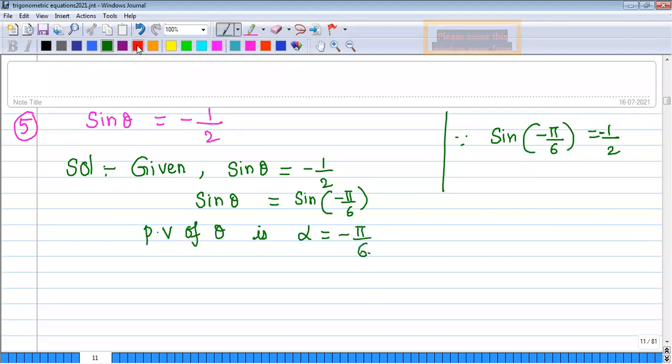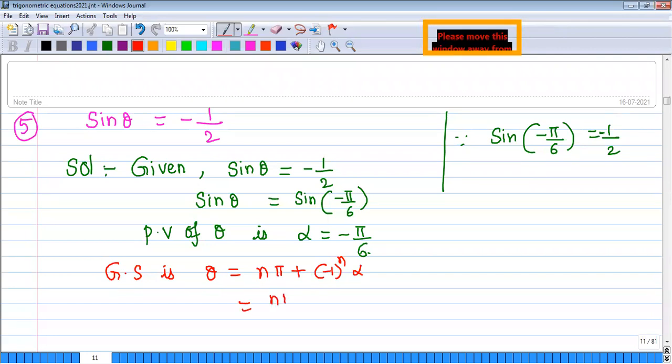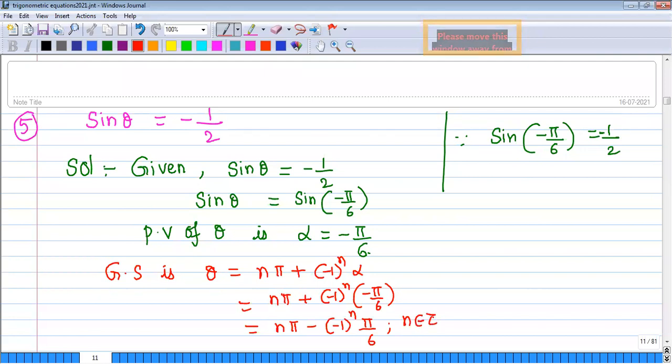Yes, general solution is theta equal to n pi plus (minus 1) to the power n times alpha. So n pi plus (minus 1) whole power n times minus pi by 6. This can be written as n pi minus (minus 1) to the power n pi by 6, where n belongs to Z.